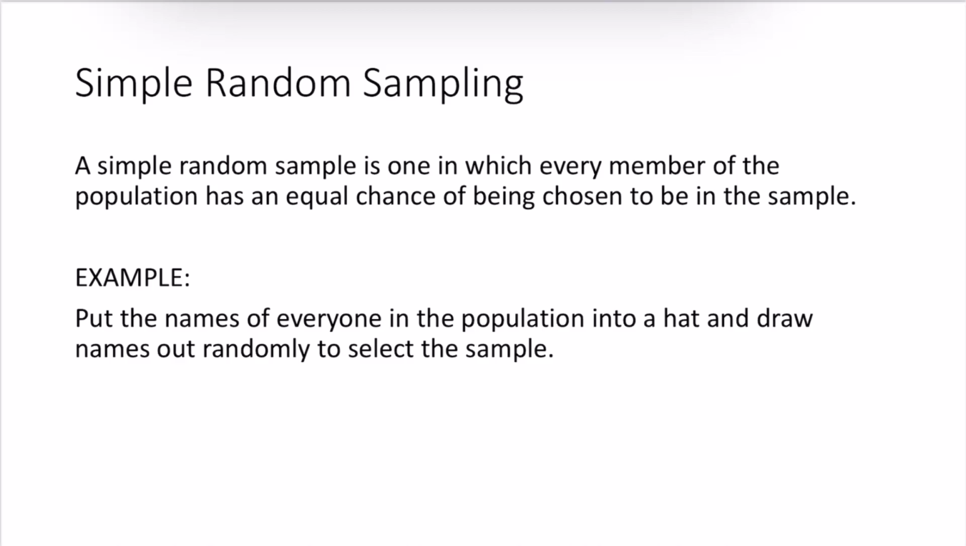A simple random sample is one in which every member of the population has an equal chance of being chosen to be in the sample. So for example, you could put all of the names of everybody into a hat and then randomly draw names out to select the sample, and that would be an example of simple random sampling.